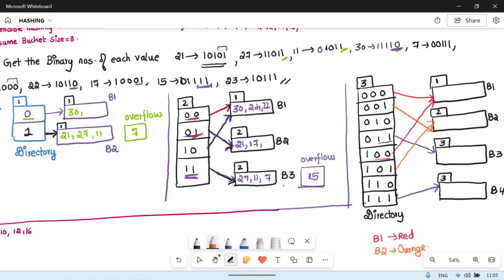Okay. 0, 1 goes to orange. What about the rest of the connections? Which connections are left out? This one is left out, and also this one. Where do you think this should go?